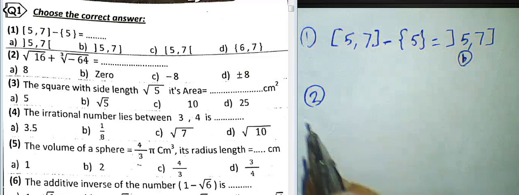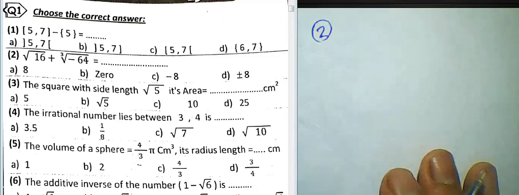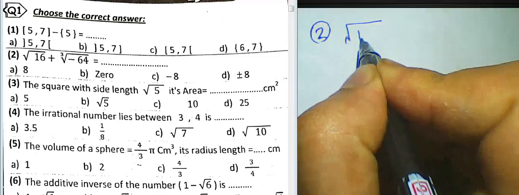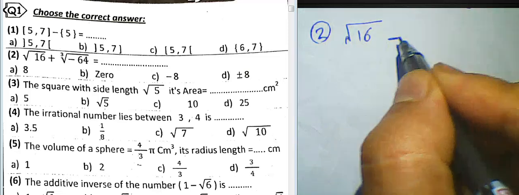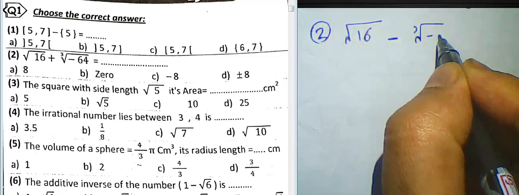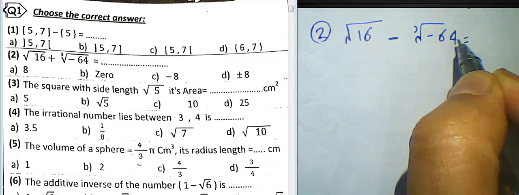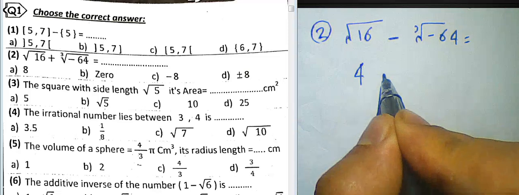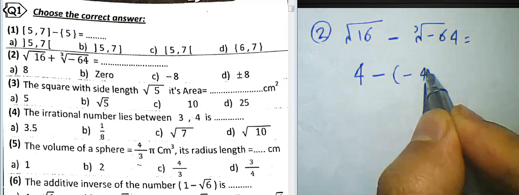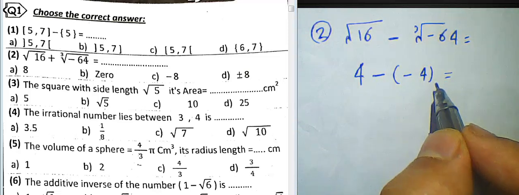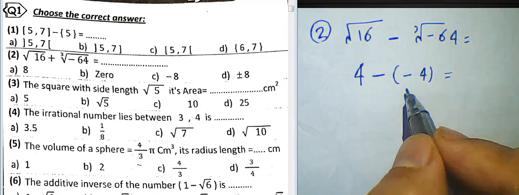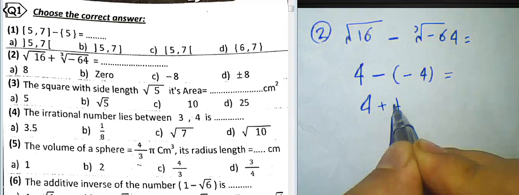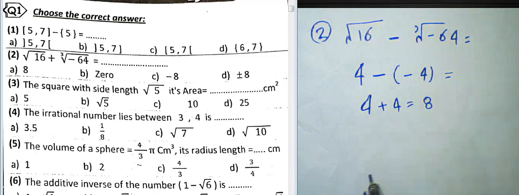Question number 2, square root of 16 subtract cubic root of negative 64 equals what? First, we can find the result of root 16, which equals 4, subtract negative 4. Negative times negative equals positive. Then 4 plus 4 equals 8. The result will be 8. We must choose letter A for question number 2.